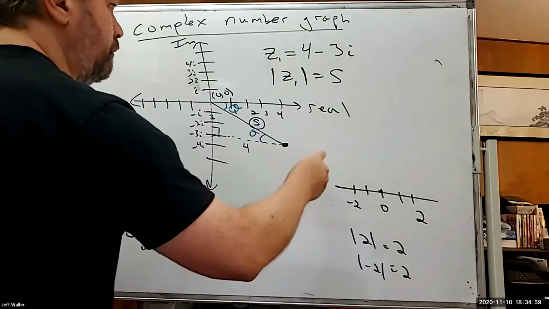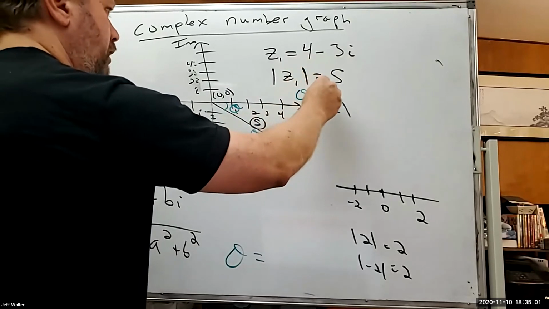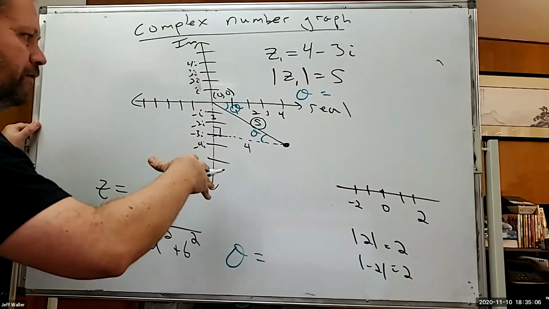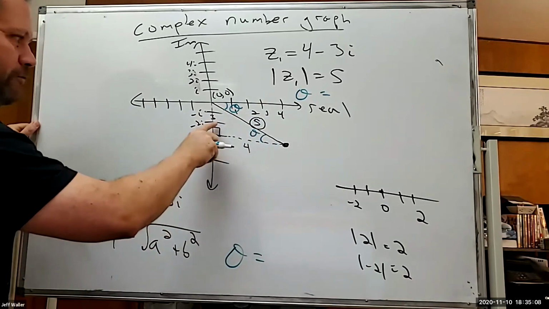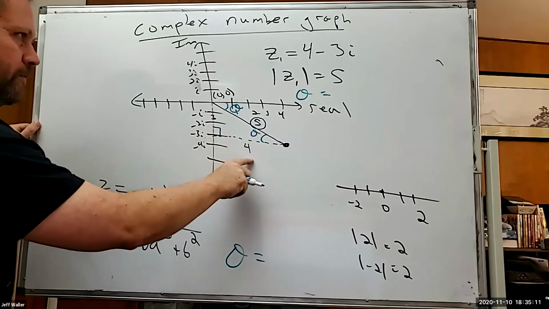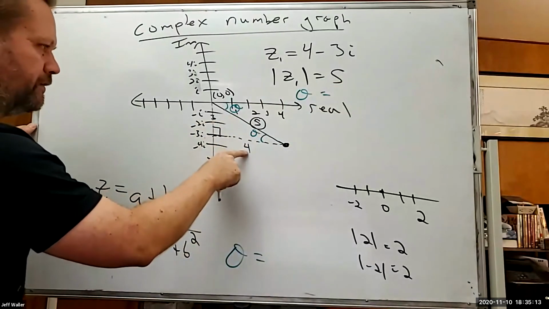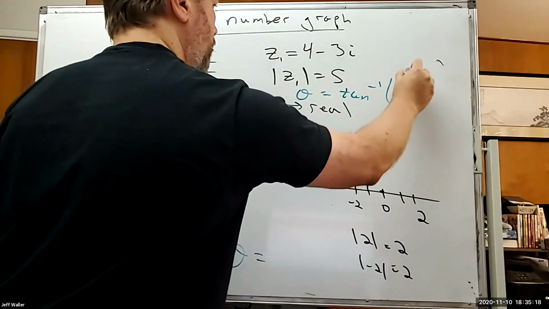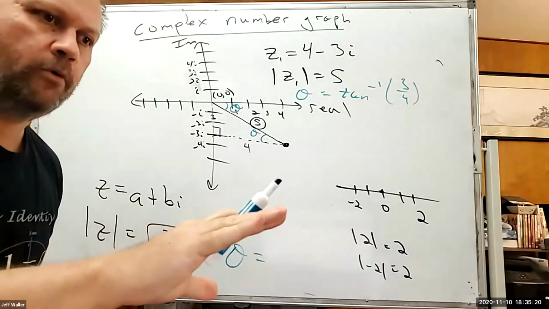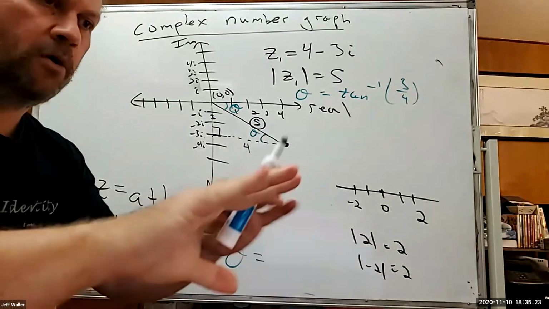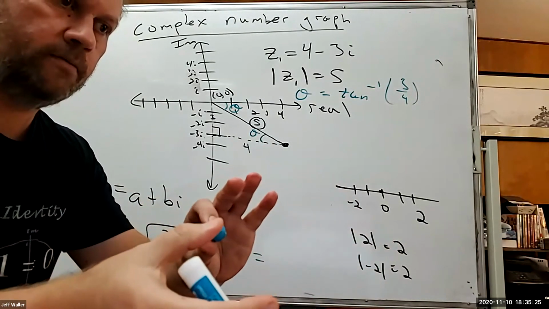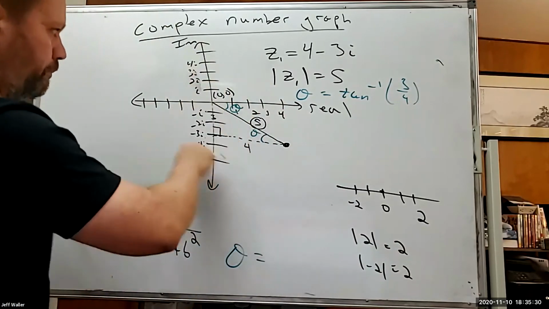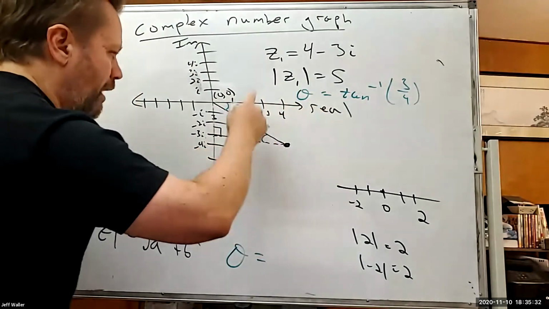Well, let's see. For this one, that's 5. So for this one, the angle would be what? Relate it to the things we know. It would be the inverse tangent of 3/4. Doesn't this feel a lot like what we're doing with changing polar coordinates to rectangular and vice versa? Remember that? This is exactly it, because the complex number plane is very much like the XY plane, of course.